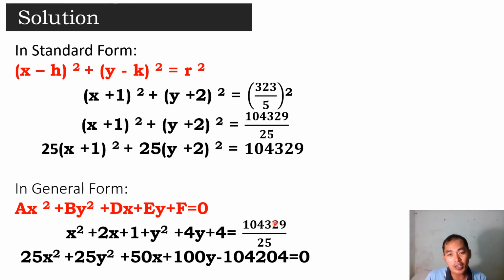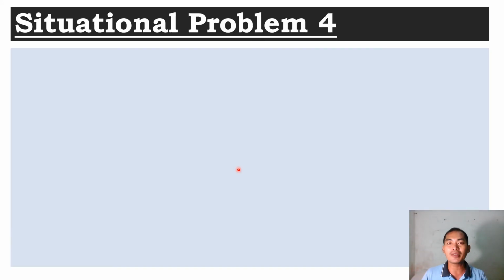And we transpose 104,329 to the left. It became negative. 1 and 4 are positive, so i-minus natin ito dito. Babawasan ng 5. 104,329 minus 5 is 104,204 equals 0. Ito yung general form. Sagot po ito. Ito ang standard form. Sagot din yan. That's the answer for problem number 3.